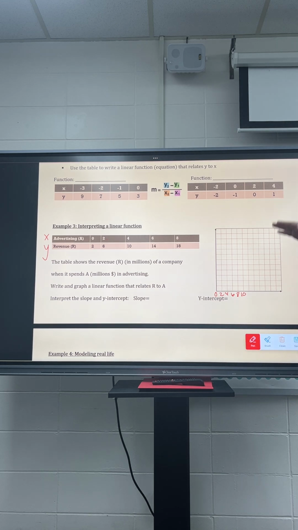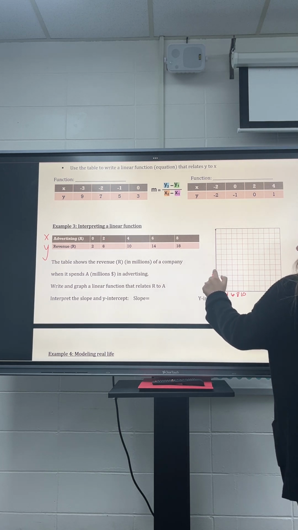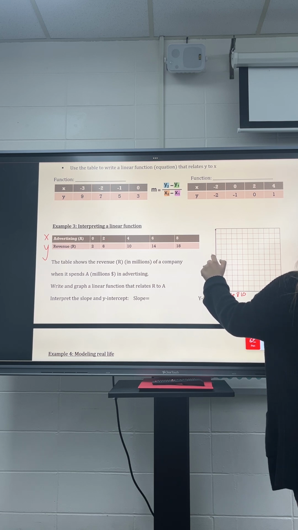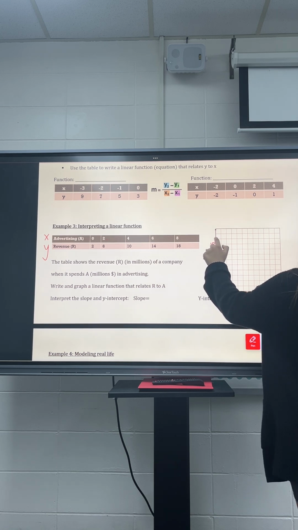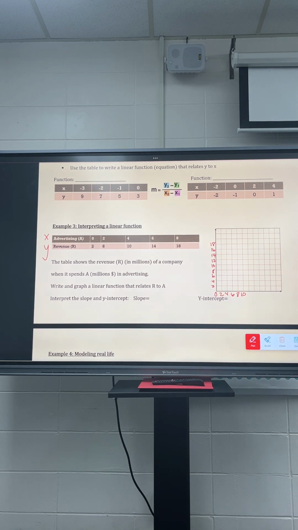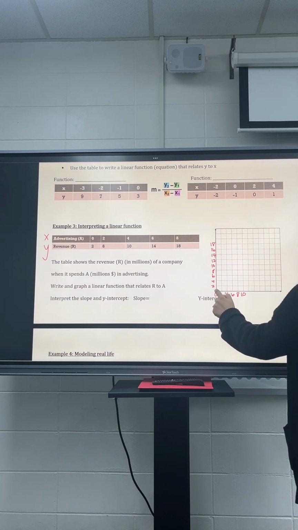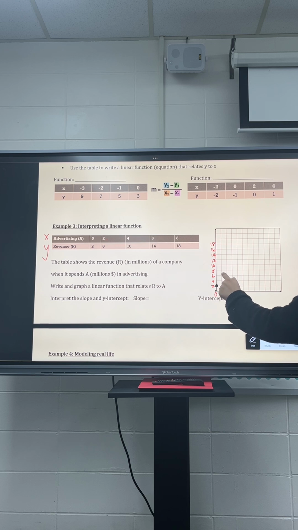My y's are increasing at a different rate, but I would probably just go ahead and also increase those by 2's. So 2, 4, 6, 8, 10, 12, 14, 16, 18, something like that. And then we graph it. The first one's (0, 2). Oops, right here, (0, 2), ignore that first one. Then (2, 6), (4, 10), (6, 14), and (8, 18).